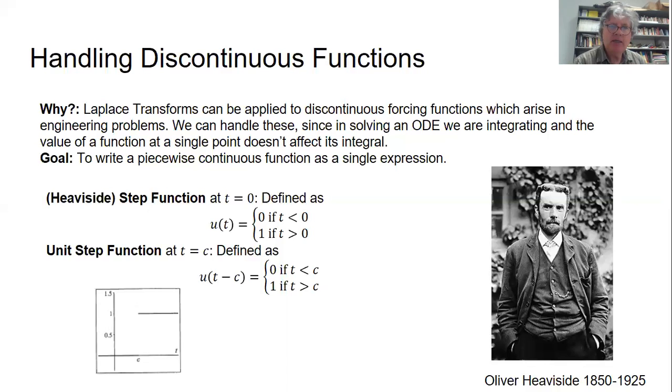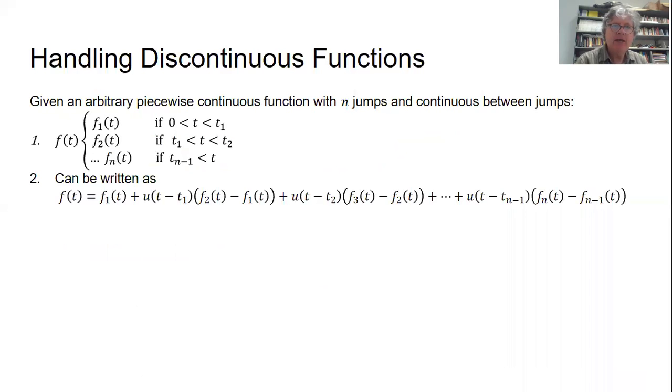Okay, so what Heaviside realized was that to write a piecewise continuous function as a single expression, you need what's now known as the Heaviside step function. So it's defined to be 0 if t is negative and 1 if t is positive. And in general, a unit step function at t equals c is defined to be 0 if t is less than c and 1 if t is greater than c. And we don't really care what happens at c. Okay. So in handling discontinuous functions, you can just write it using these Heaviside step functions.